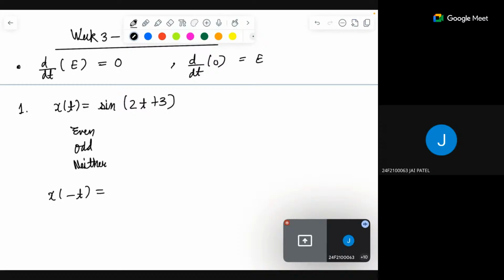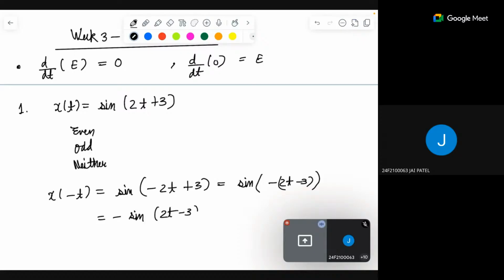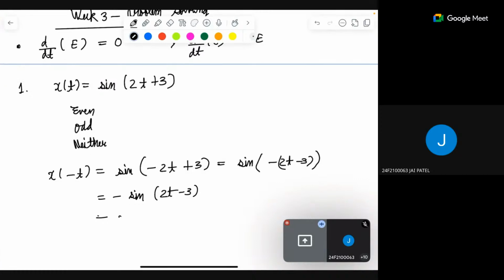Yes, ma'am, it is neither even nor odd. So if we find x of minus t, replacing t by minus t, sine of minus 2t plus 3, if I take minus common, this is what I have. The sine of minus theta is minus sine theta. So we can see that it is not equal to x of t, nor is it equal to minus x of t. So it is neither even nor odd.